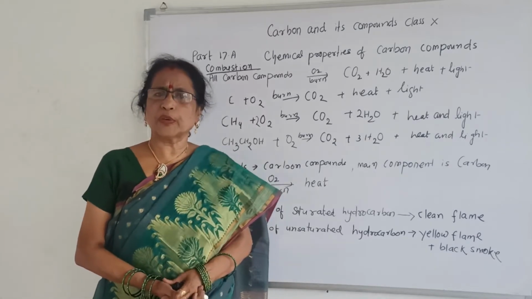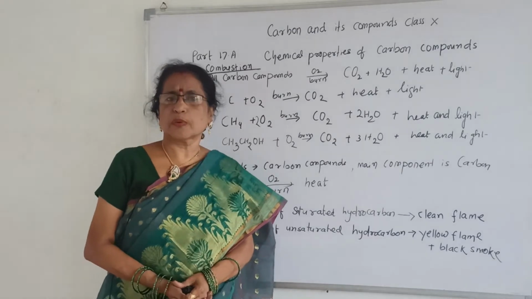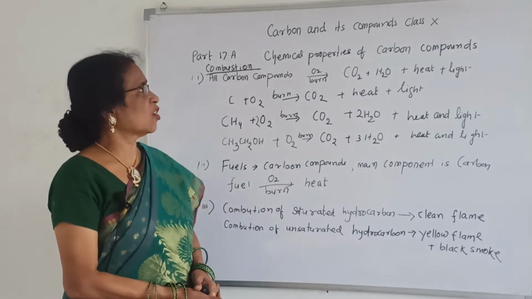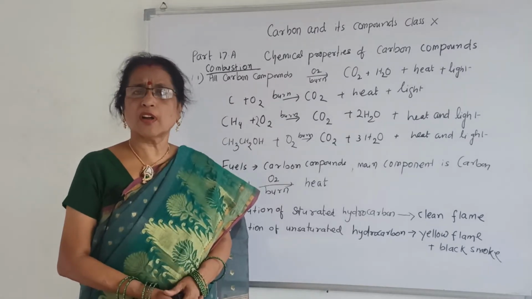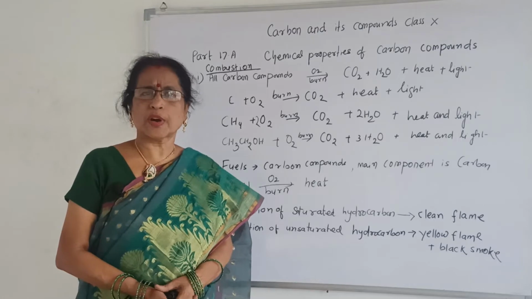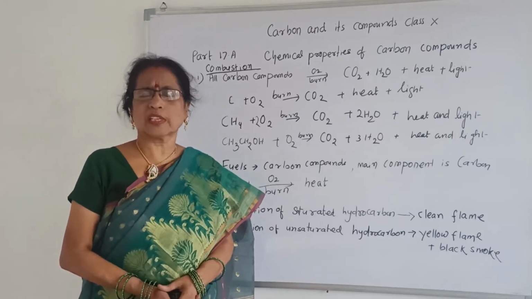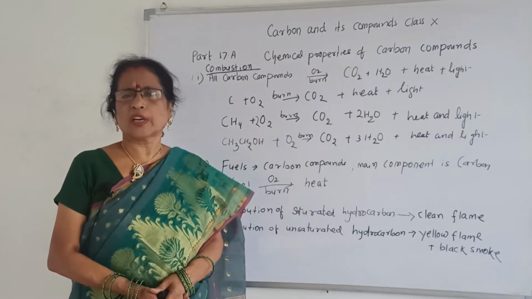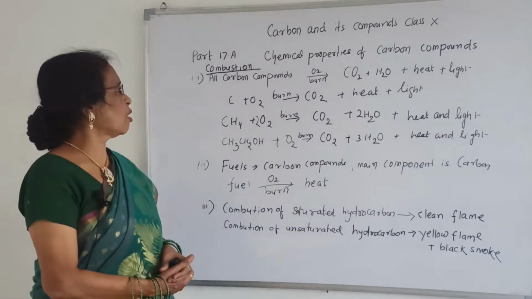Now I am going to explain the chapter Carbon and its Compounds for class 10, according to the CBSE syllabus. This is part 17a, chemical properties of organic compounds, that is hydrocarbons. What is a hydrocarbon? It consists mainly of hydrogen and carbon, and is also called an organic compound. Now the first property, that is combustion.